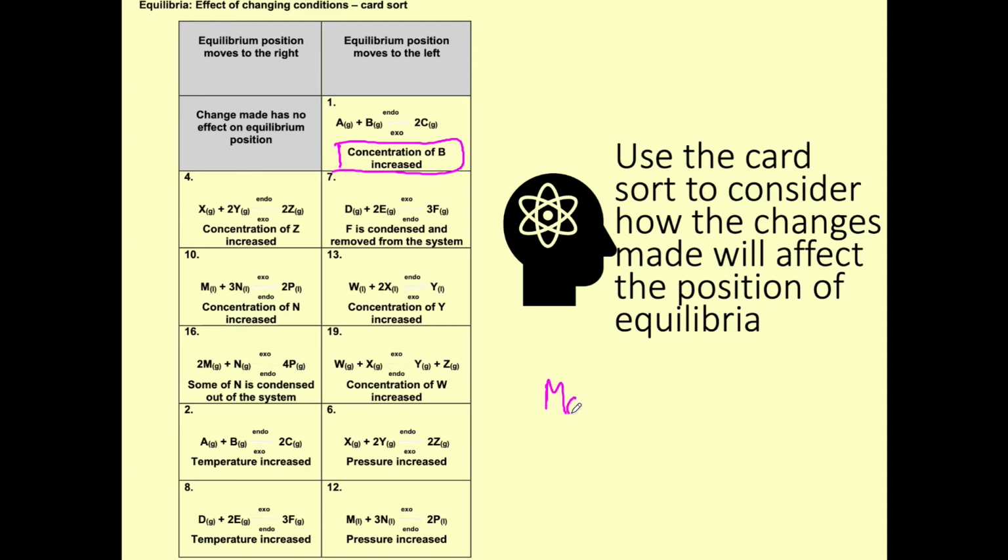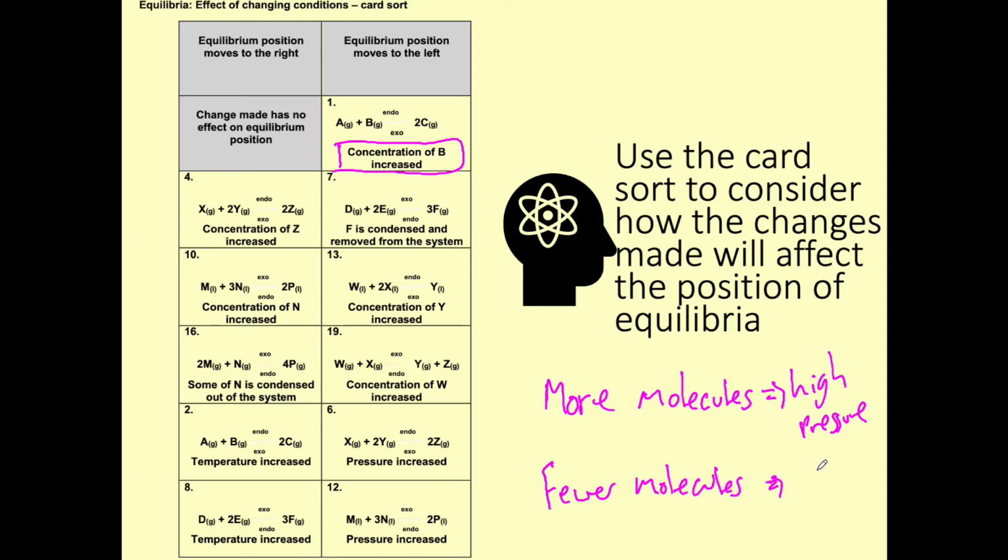Because when we have something with more molecules, there are going to be more collisions between the particles in the container, and therefore they're going to exert a higher pressure. With something producing fewer molecules, they are therefore going to have fewer collisions with each other and the container, and therefore have a lower pressure.